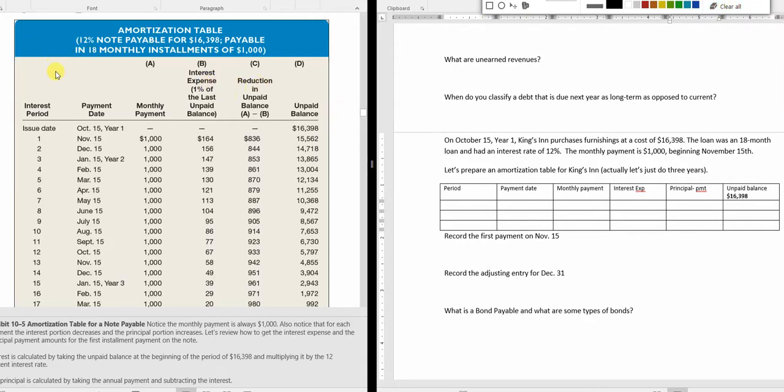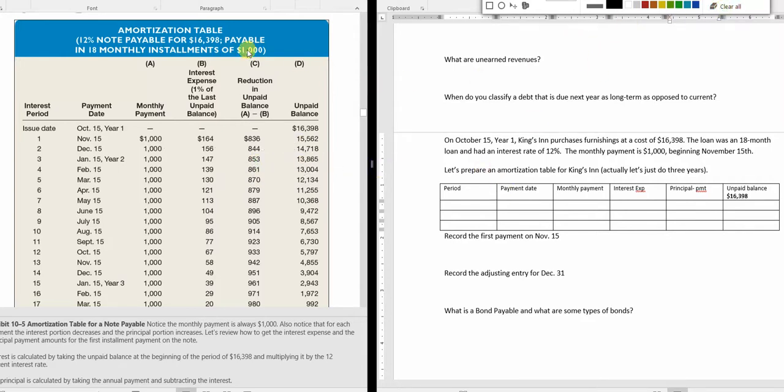I'd like to do 12% times 1/12, because what if they give you 8%? Then you'd have to take 8% divided by 12 and get some decimal points. So I just take it times the rate times 1/12. So 15,562 times 12% times 1/12 is 156. 1,000 minus 156 is 844 paid off of the principal. So 15,562 minus 844 is 14,718. I take that times 12% times 1/12, which is 147. $1,000 minus 147 is 853, and so on.